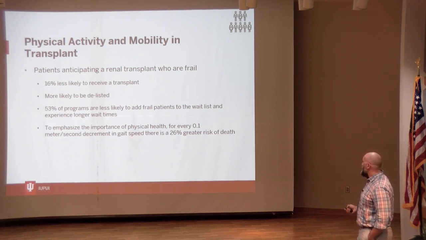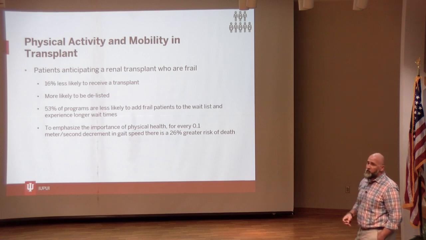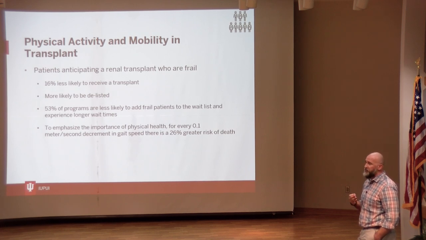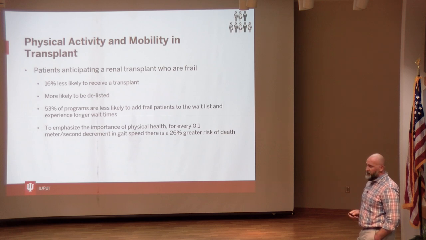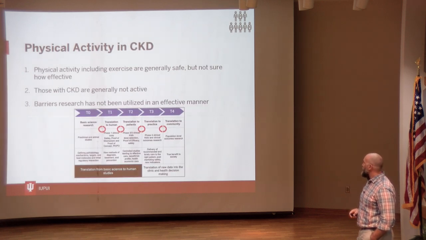When you look at it from a physical health standpoint, for every 0.1 meter per second reduced, there's a 26% greater risk of death. So that whole gait speed thing is just not inconsequential. It has importance, it has value. And so we really need to be able to improve the activity levels of these folks on transplant.